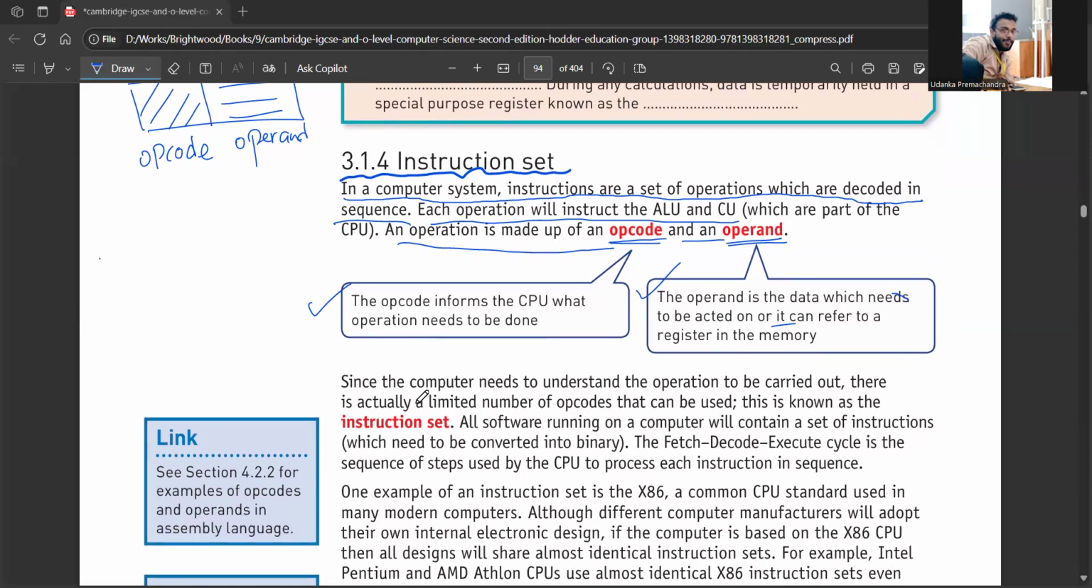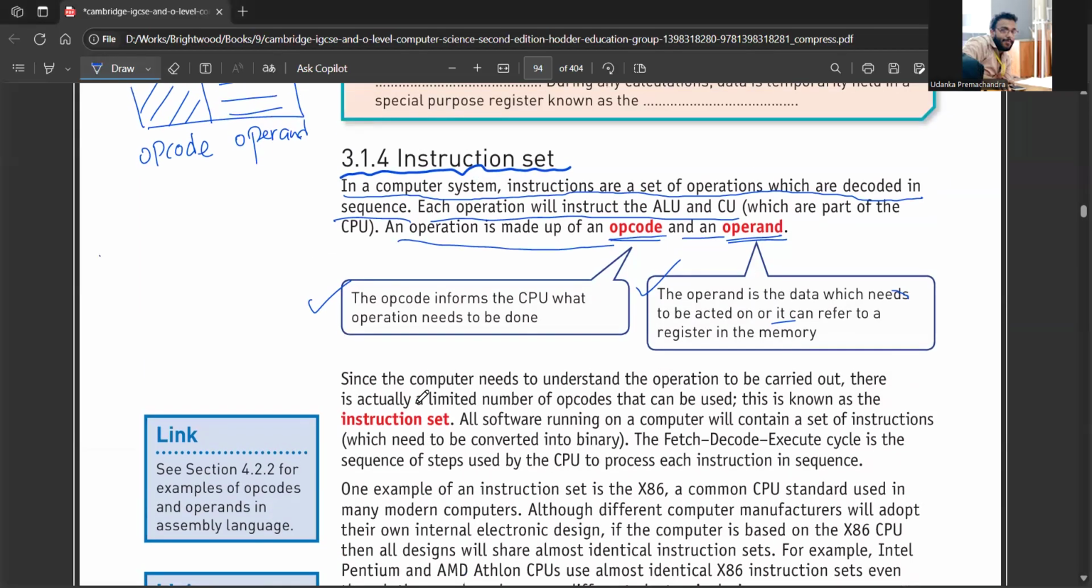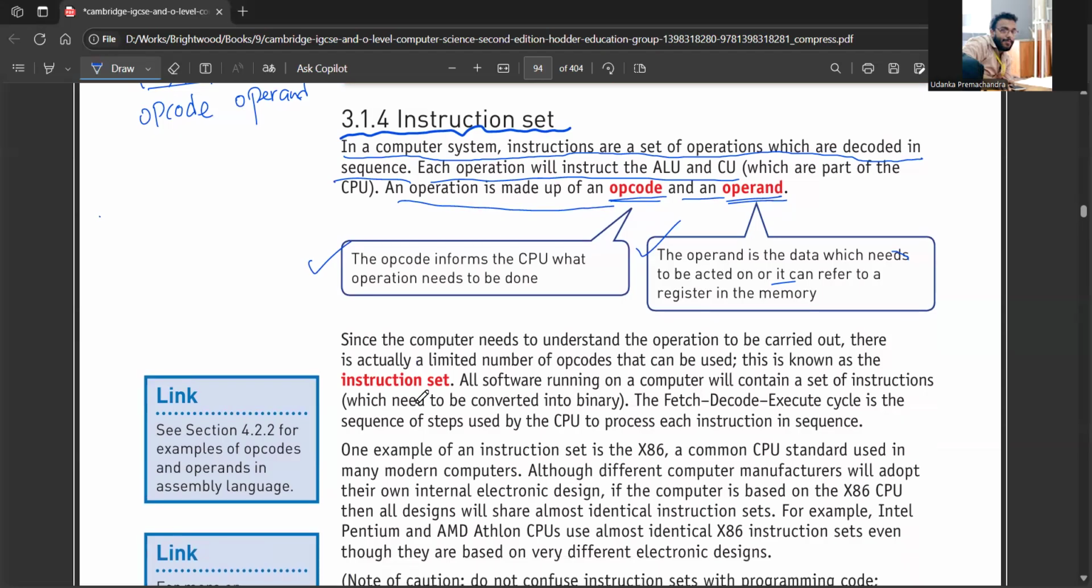Since a computer needs to understand the operation to be carried out, that is managed by the arithmetic and logical unit and the control unit. Both should be placed in the CPU.